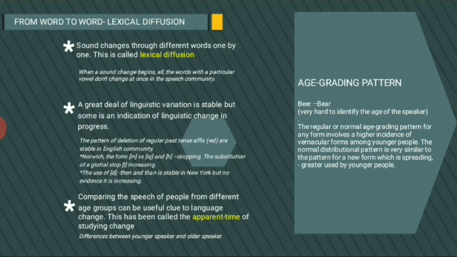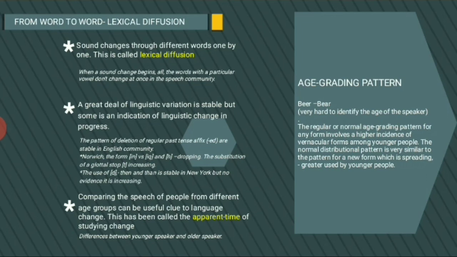And comparing the speech of people from different age groups can be a useful clue to language changes. This has been called the apparent time method of studying change. For example, the differences between the younger speaker and the older speaker: the language used by the older speaker is mostly very polite, very formal, and very up to the point. But the younger people usually speak in an informal way and use some slang words and lexical variation, like for minutes they use mins, like for refrigerator they use fridge, and so on.